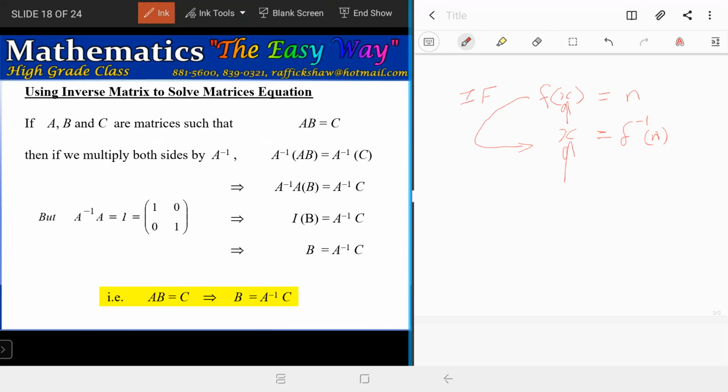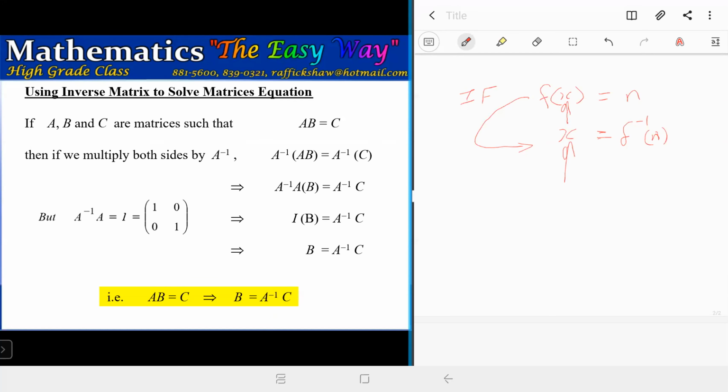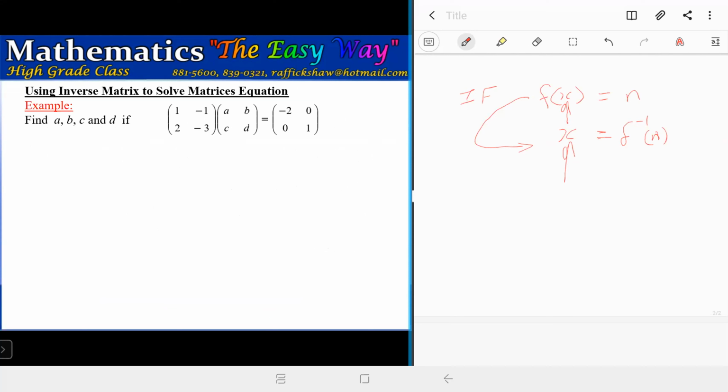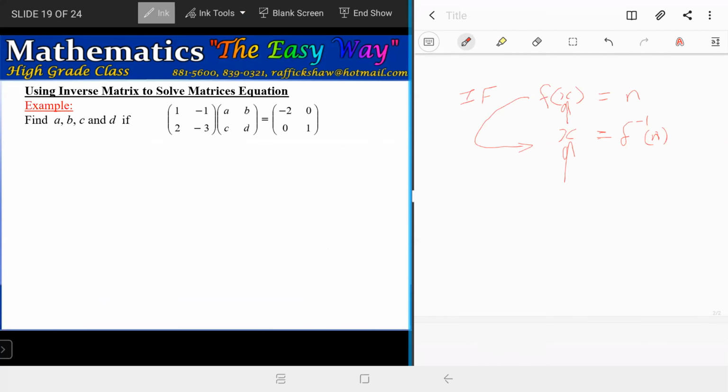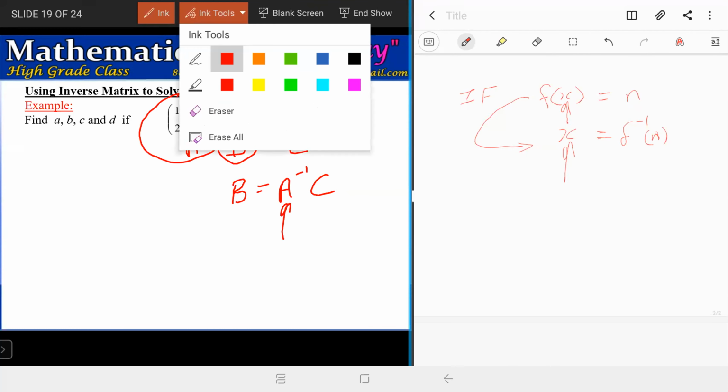So the most you can do now is actually do it with an example. In this question, I'm saying find the value of A, B, C, and D if we have this matrix equation. This is like our A, this is like our B, this is like our C, and we're trying to find the B. So based on what we just did, the B would be equal to A to the minus 1 times the C. So we need to work out the A to the minus 1, the inverse of that, and use it here. Simple as that.